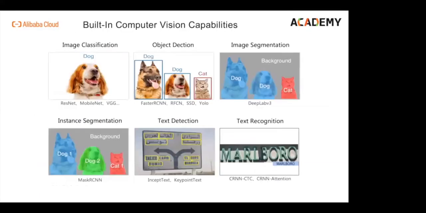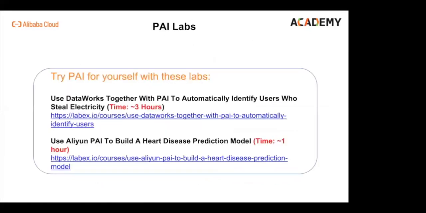There's also built-in computer vision capabilities, so that's Pi VIP, which I talked about earlier. It can do text recognition, text detection, image segmentation, classification, and object detection. We have built-in models for all of that that are pre-trained, so you can get those models working on new data sets with very little effort because we have pre-trained them on our private data sets.